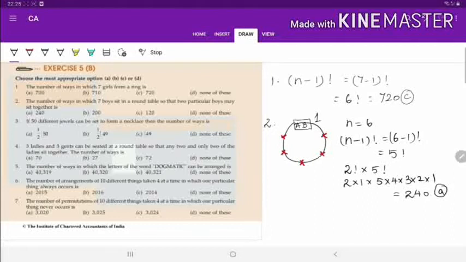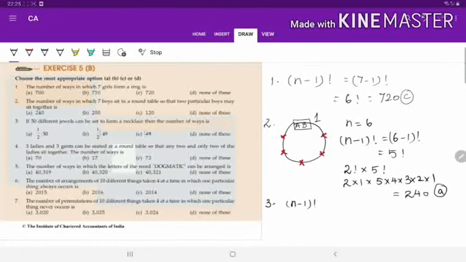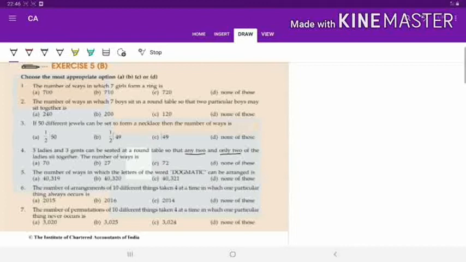The third question is: if 50 different jewels can be set to form a necklace, then the number of ways is. Here we are speaking about jewels, which can be considered as identical in terms of flipping. The formula for n objects in circular permutation, such as a necklace, is (n minus 1) factorial divided by 2. So here n is equal to 50, so 49 factorial by 2. Option B is the answer.